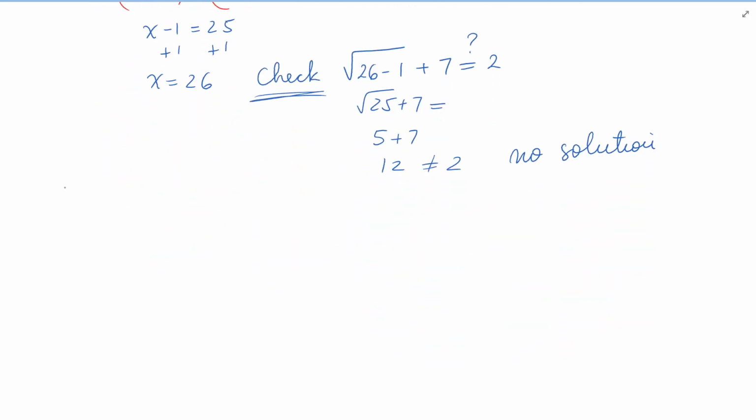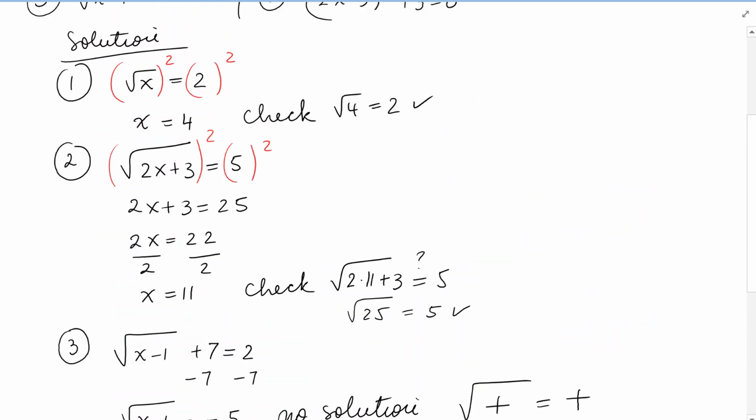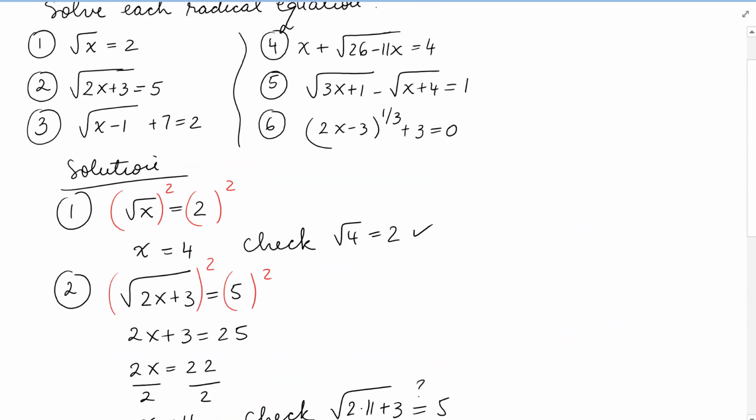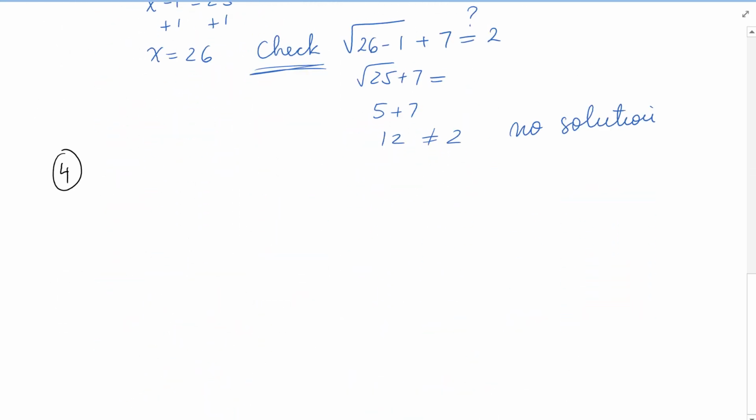Problem 4. Well, the fourth problem is x plus square root of 26 minus 11x equals 4. Well, again, on the left-hand side, we have two terms. It's true, this time is not just a number like it was before, it's a letter. It's a variable, no problem, we just subtract it.